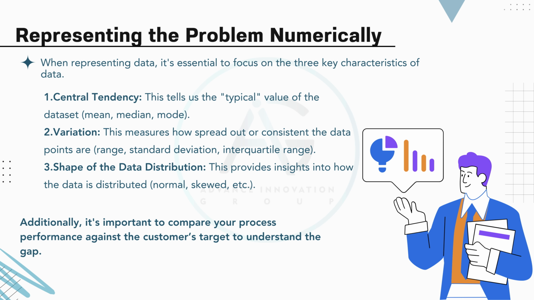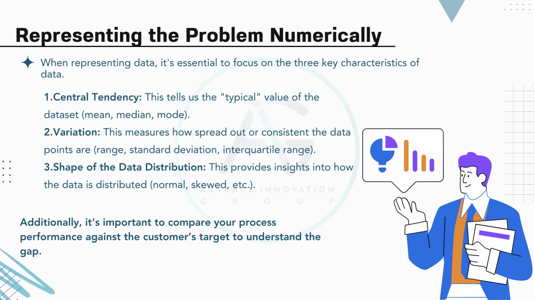1. Central tendency. This tells us what a typical data point looks like. We usually use mean, average, add all values and divide by the number of observations. Median, the middle value when data is sorted. Mode, the most frequently occurring value. For example, if the average hiring time is 55 days, but the target is 30 days, we immediately see there's a 25-day delay on average.